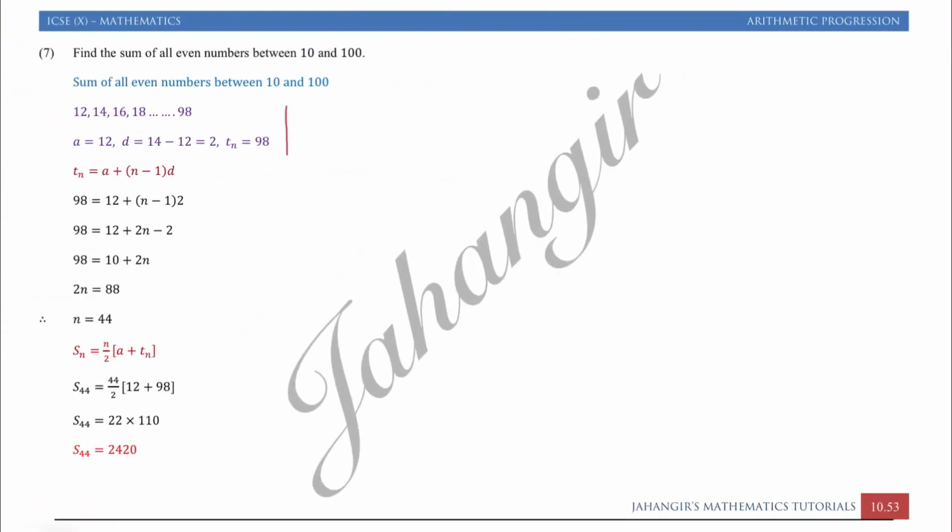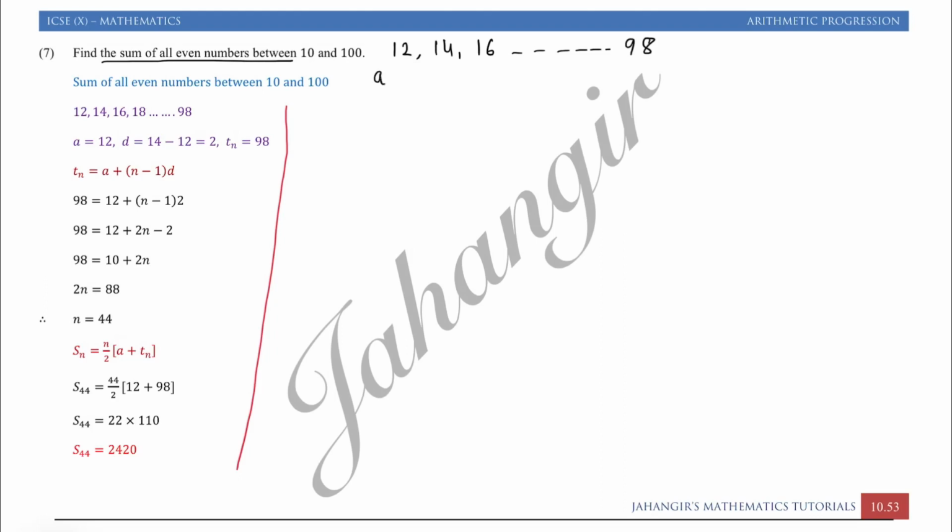Question number 7. Find the sum of even numbers between 10 and 100. So since it says between, we are not going to consider 10 and 100. We are going to write all numbers between 10 and 100. That is 12, 14, 16, and so on till 98. This is the sequence which we have formed.